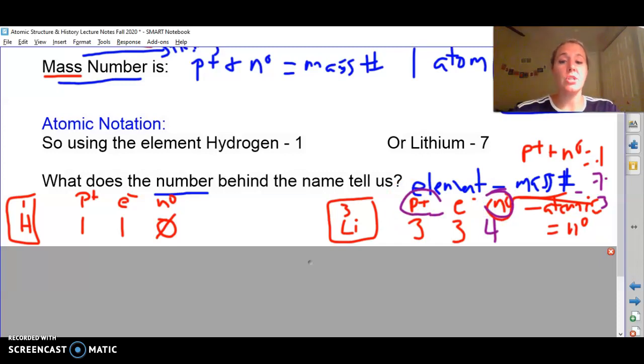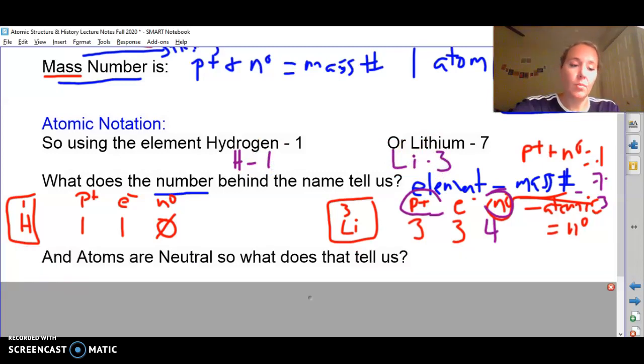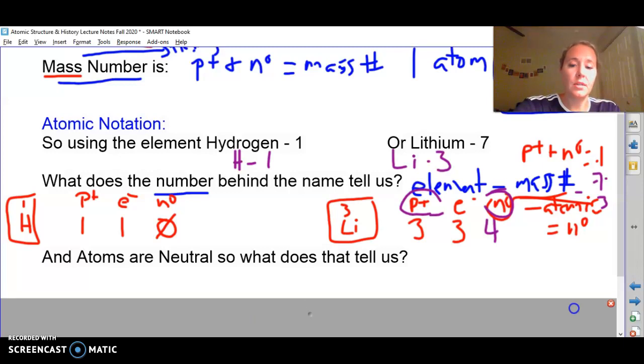So atomic notation is either the name-mass number or it could just be the element symbol-mass number. So you could also see it as Li-7. Okay? And we already talked about all atoms being neutral. So what does that tell us? That the number of protons has to equal the number of electrons.